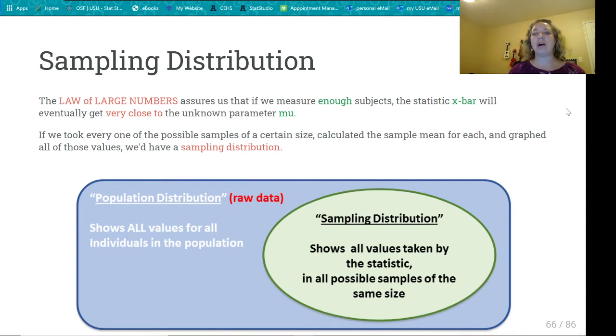And this is the whole point of taking a sample. The average of the sample should be pretty close to the average of the population. How close? Well, it depends on how big the sample is. How big is big enough? That's the idea of power analysis.